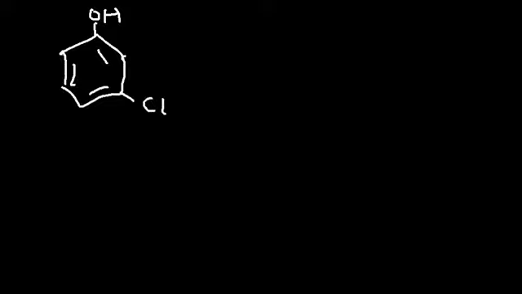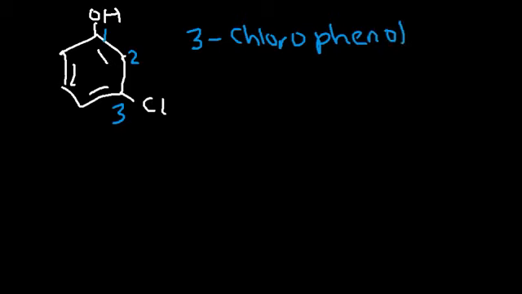So let's go over some examples. Let's say we wish to name this compound. Now, the parent name is phenol. So we're going to make this carbon 1. This will be carbon 2, carbon 3. So this is called 3-chlorophenol. Now, it's also known as meta-chlorophenol.